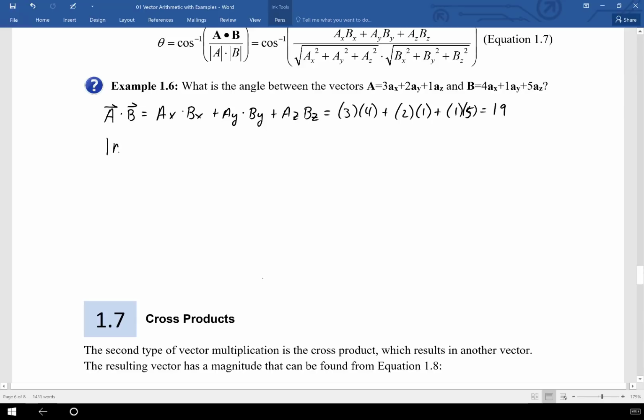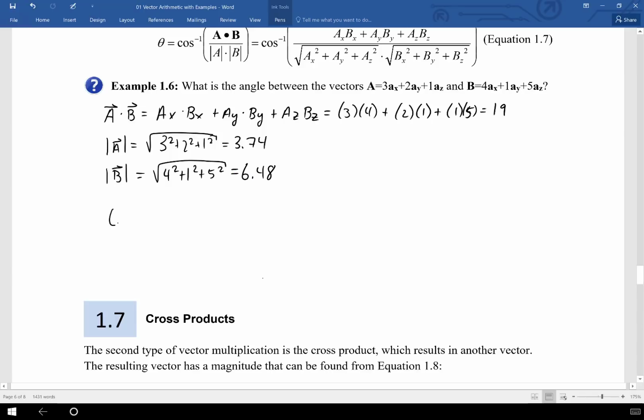I can also calculate the magnitude of A. The magnitude of A is going to be the square root of 3 squared plus 2 squared plus 1 squared, and that works out to be 3.74. The magnitude has to be higher than the largest of the three components. The largest of the three components is 3, and 3.74 is higher than that, so I'm feeling pretty good about that. The magnitude of B is going to be the square root of 4 squared plus 1 squared plus 5 squared, and this works out to be 6.48.